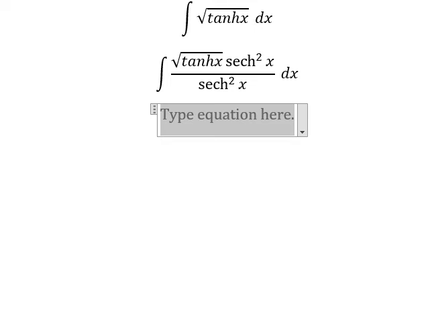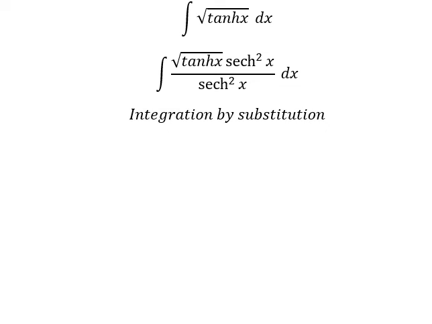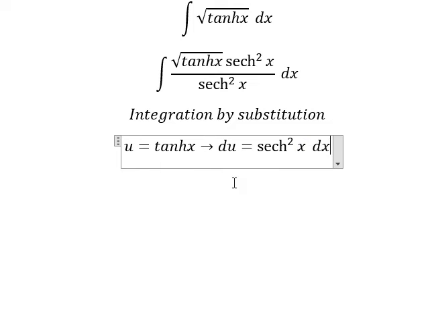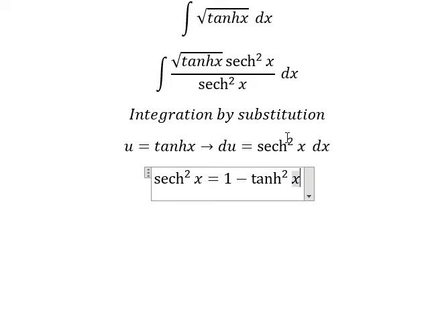Next, we can use integration by substitution. So I will put u equal to tan of s. Later we need to do the first derivative for both sides, and we have it like this. And the next one, that is 1 minus tan s squared.